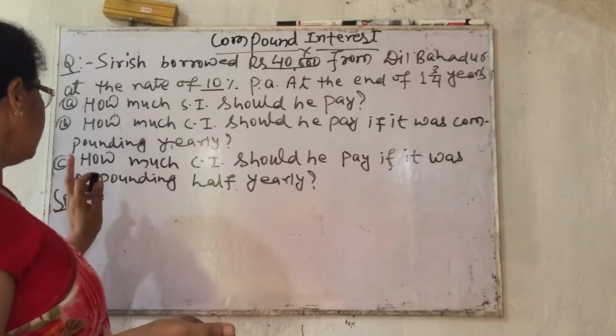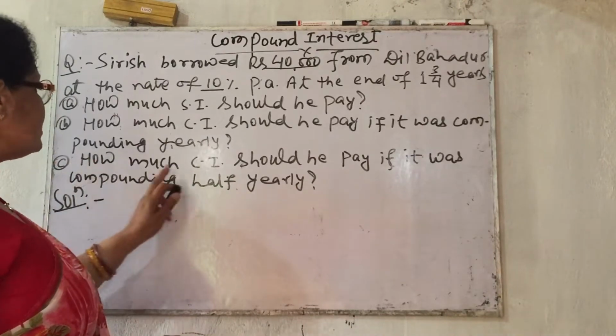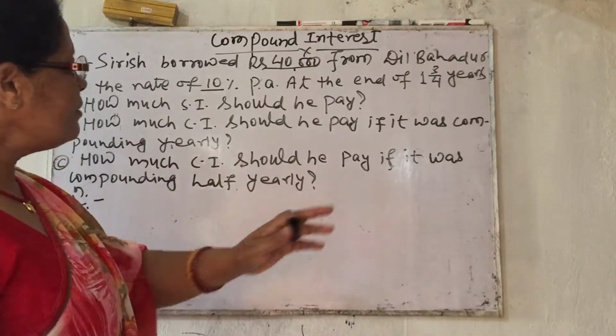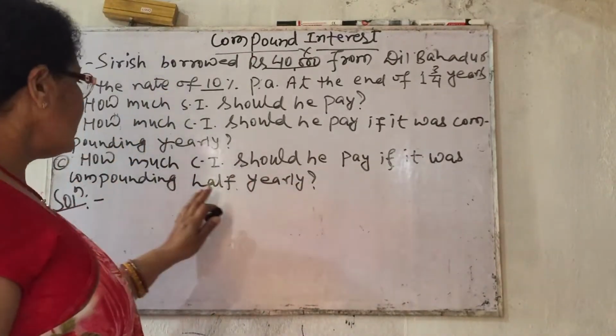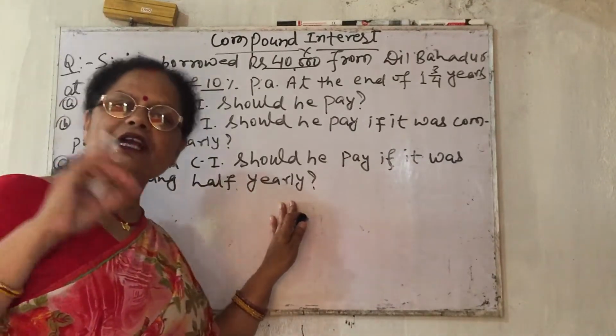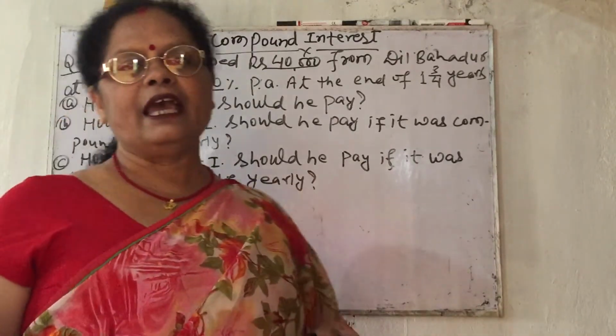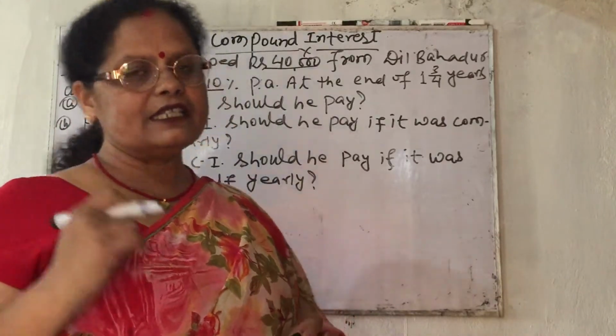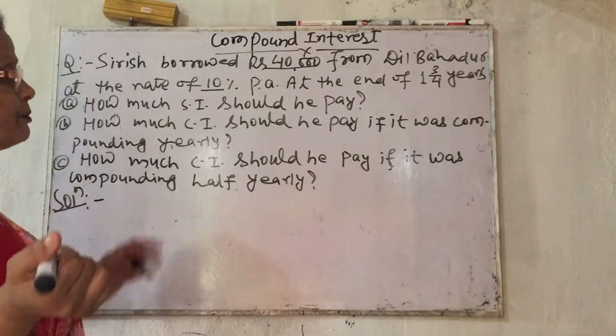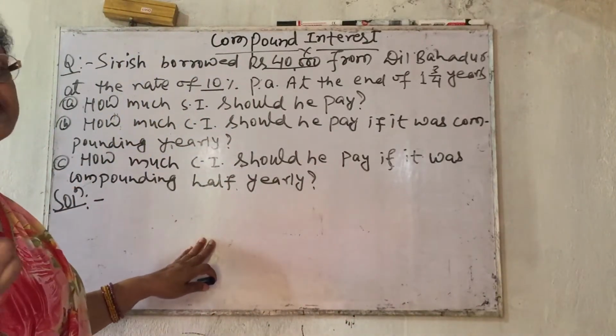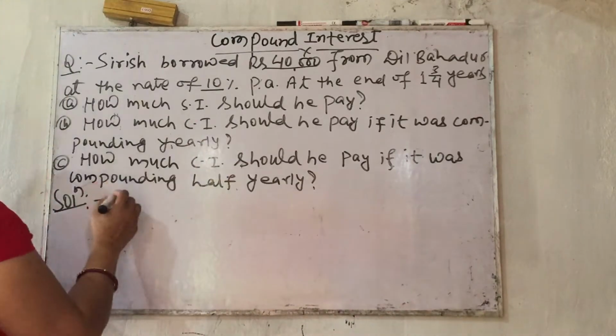And in third number, in number C given, how much CI should he pay if it was compounding half yearly. If it is compounding half yearly, then how much he should pay as compound interest. Let's see. First we have to write down here what things are given.